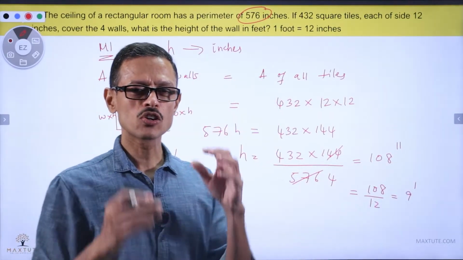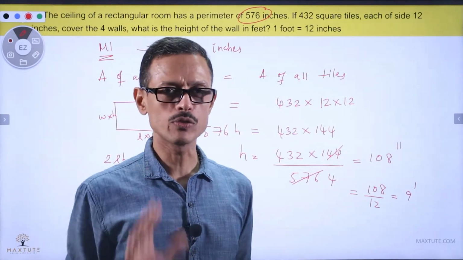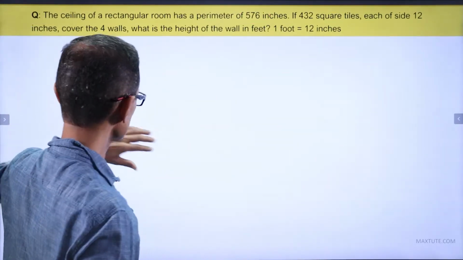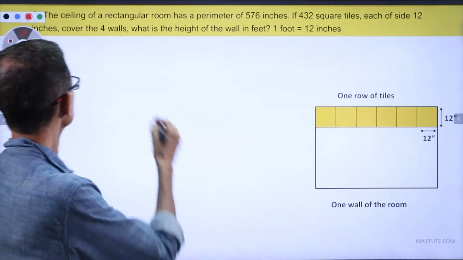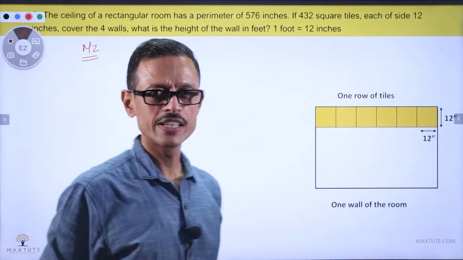Method 1 is done. The core idea for method 1 is that the area of all tiles used is equal to the area of the four walls. Right? Done. Method 1. We'll move on to method 2. Method 2 moves as follows. Method 2, the idea that I'm going to use is basically this.